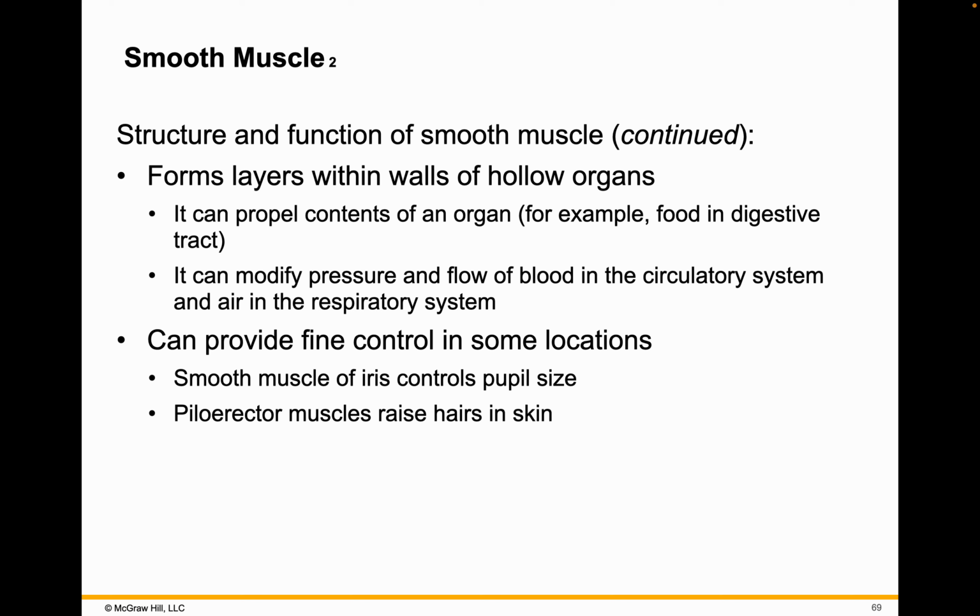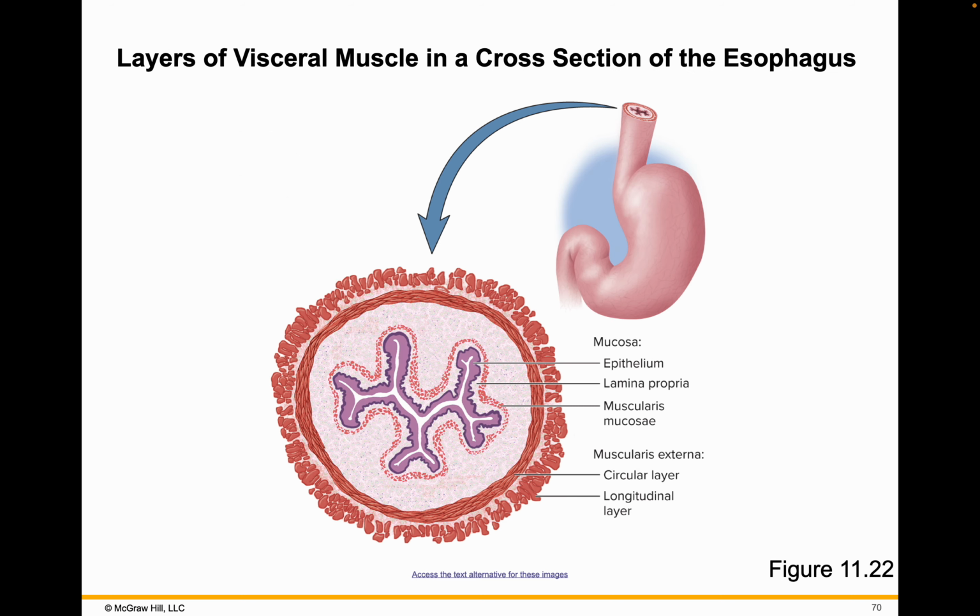They form the layers within walls of hollow organs so they can propel contents of the organ and can modify pressure and flow of blood in the circulatory system. They can provide fine control in some locations. For example, the smooth muscle of the iris controls the pupil size. Piloerector muscles raise the hairs in the skin.